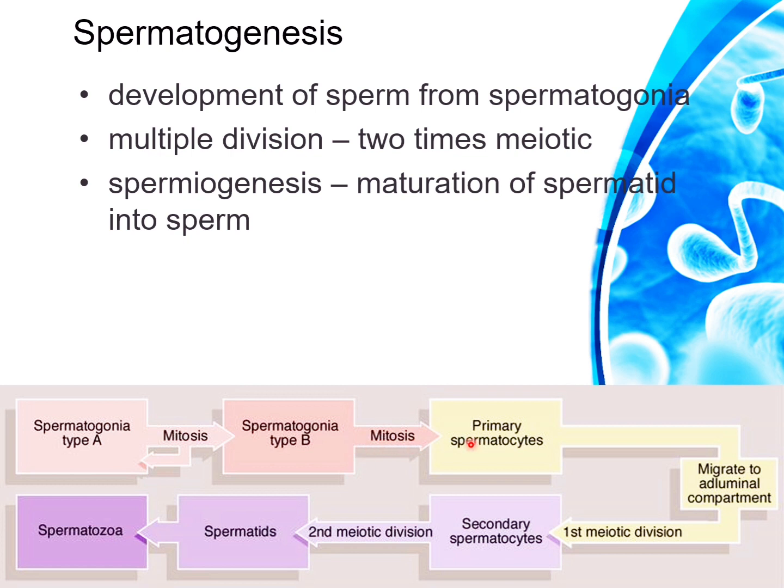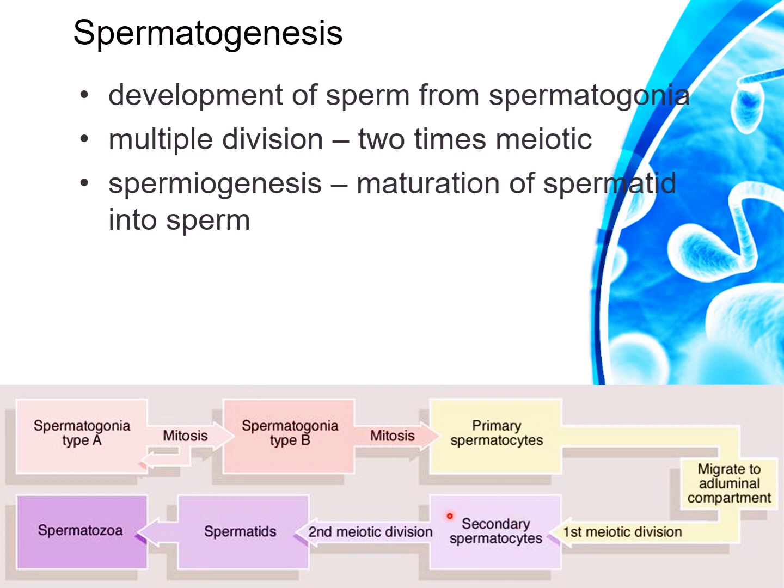Spermatogonia type B again mitotically divide to form the primary spermatocyte. They migrate to the adluminal compartment, and then they start the first meiotic division. Before the first meiotic division, they replicate their DNA so that the cells entering into the first meiotic division have 4n, double the amount of the DNA.